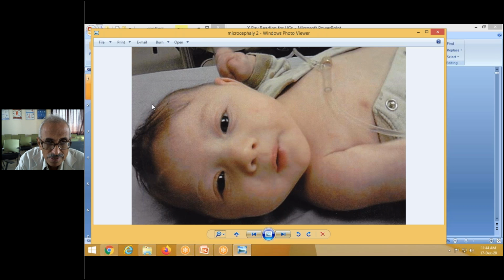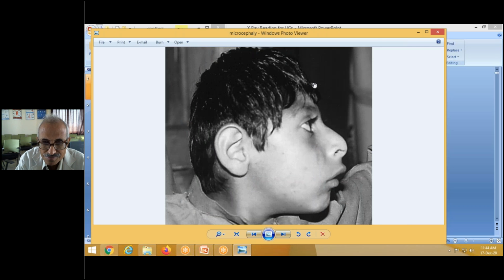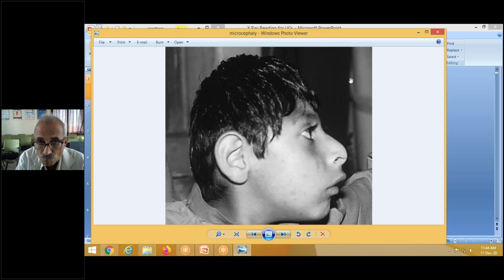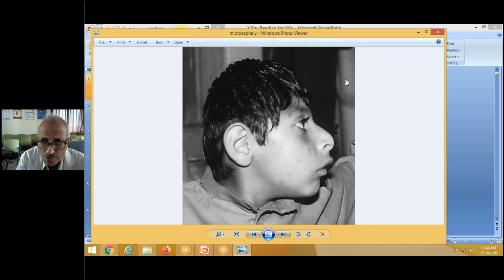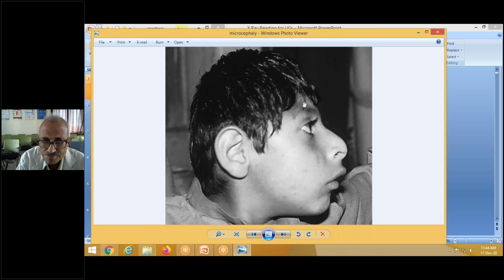Anyway, more than that, the head size also is smaller here. Actually, this picture is not good. What about this child? Look at this child. Anything abnormal? Comment about the head. Sir, head circumference is smaller, sir. What do you call it?